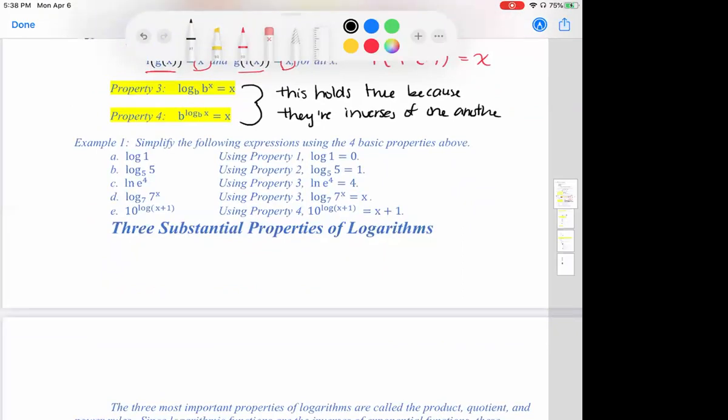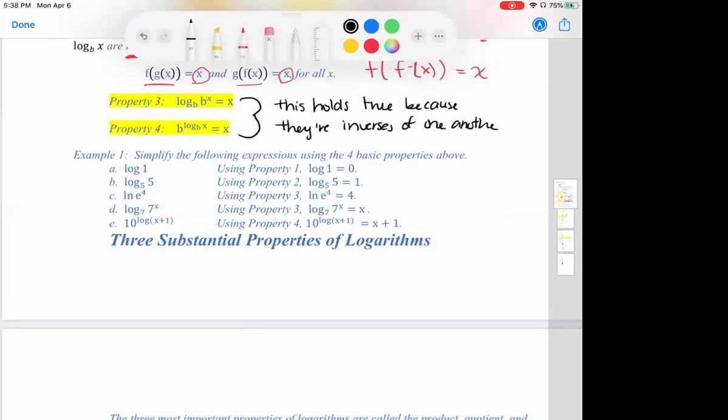Example 1. Simplify the following expressions using the 4 basic properties above. All right, so this should be done so that you can easily identify things without having too much thought with it, if you remember the properties. So let's take a look at A.